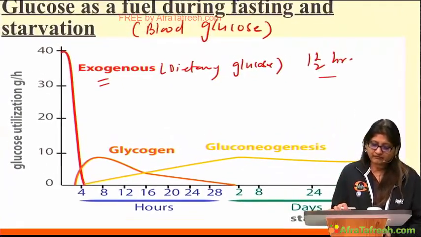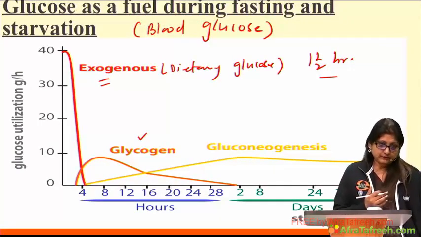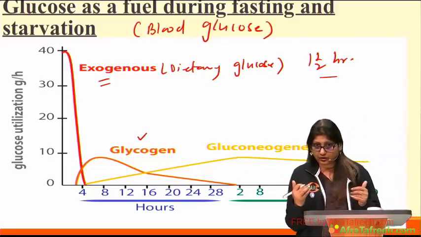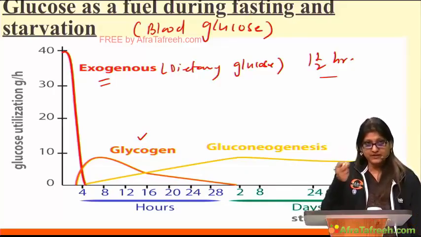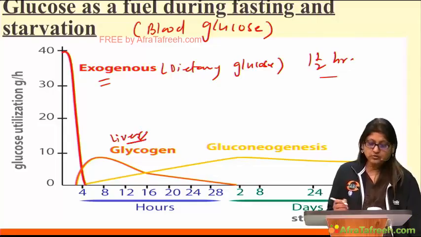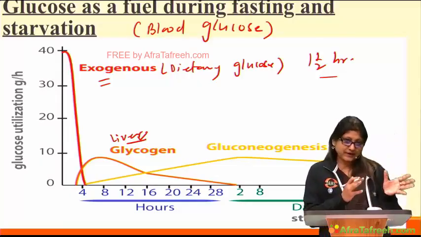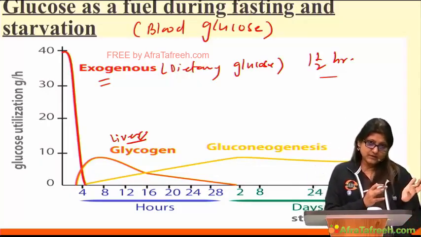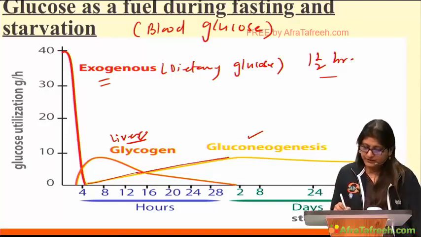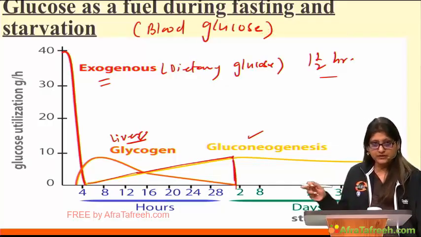And when we talk about glycogen as a source of blood glucose, we are talking about liver glycogenolysis, because muscle glycogen breakdown never gives you blood glucose due to lack of glucose 6-phosphatase enzyme in the sarcoplasmic reticulum. So liver glycogen is the sole source of blood glucose. Its breakdown starts as early as 4 hours and lasts for 18 to 24 hours. And gluconeogenesis peaks at around 2 to 3 days of fasting and starvation. After that, it is going to decline to a low level.